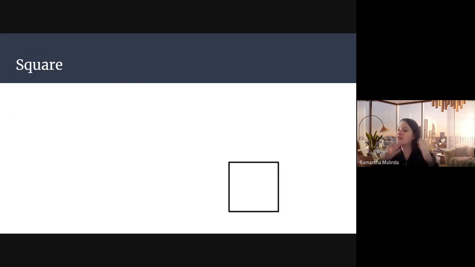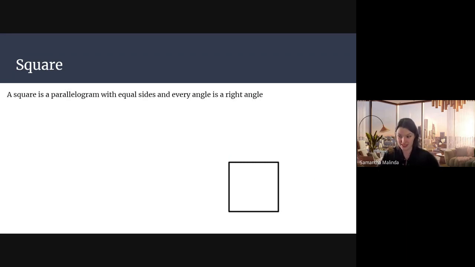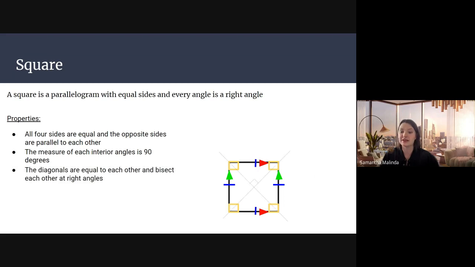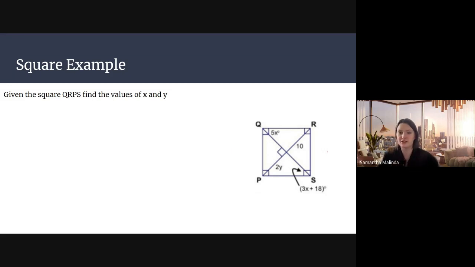Now let's look at a square, an even more specific parallelogram. What is specific to a square is that all sides are equal and also every angle is a right angle, like we saw in the rectangle. So all four sides are equal. We show that with all four being blue lines, and they are still parallel because it is a parallelogram. The measure of each interior angle is 90, just like the rectangle. The diagonals are equal to each other, but they bisect at a right angle, which is cool. And then you have your equations for the area and perimeter. So again, we're getting more specific with parallelograms.